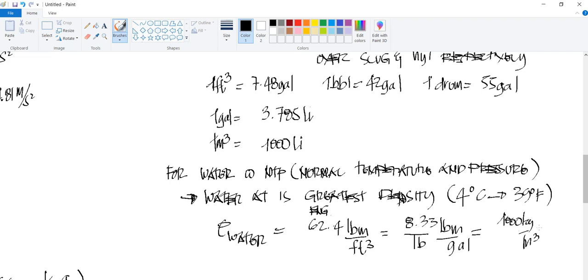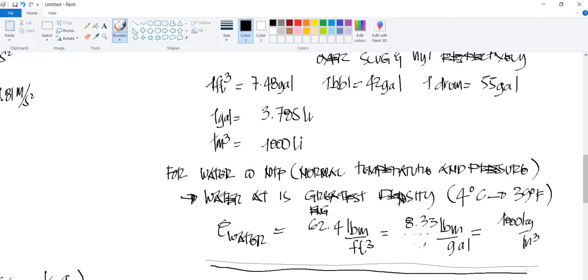Okay. So this is the common value of density that we will be using again and again for your engineering problems and also for your board exam. Take note of that one.